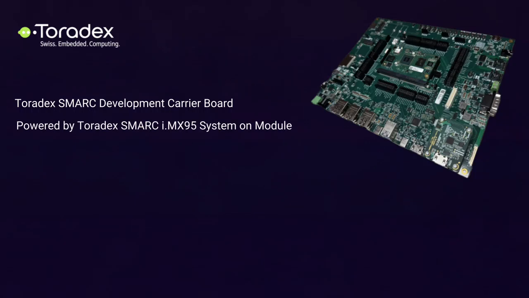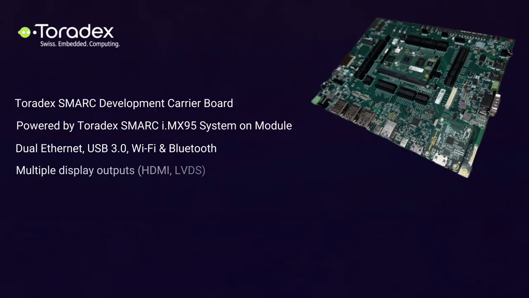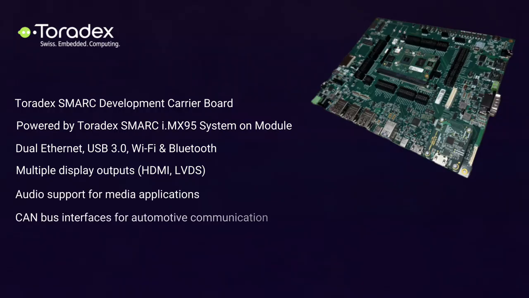At the hardware level, we rely on the Toradex SMARC development carrier board, which hosts the Toradex SMARC i.MX95 system on module, exposes all the key interfaces required for automotive development. It offers dual Ethernet, USB 3.0, Wi-Fi, and Bluetooth, multiple display outputs like HDMI and LVDS, audio support, and CAN bus connectivity. These capabilities enable rapid prototyping of infotainment, connectivity, and control systems directly on real hardware.